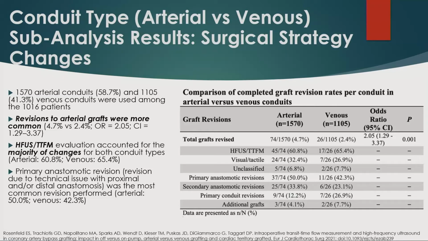Looking at the arterial versus venous, there were almost 60% arterial conduits and 40% venous. Revisions to the arterial grafts were more common than the venous, at about 4.7 to 2.4%, and this again was driven by the use of both the HFUS and TTFM, which accounted for most of the changes for both conduit types. For the arterial revisions, most of these were primary anastomotic revisions due to a technical error, either at a multi-arterial conduit or actually at the target vessel.